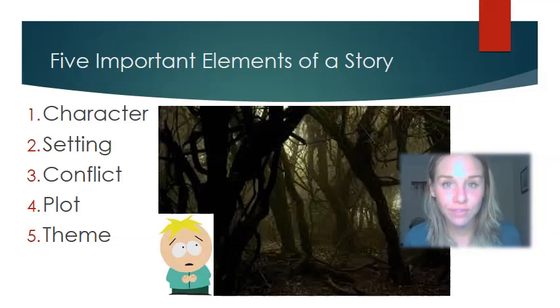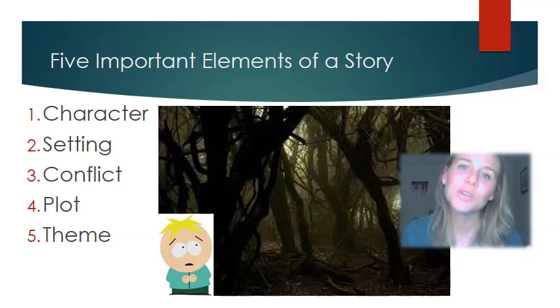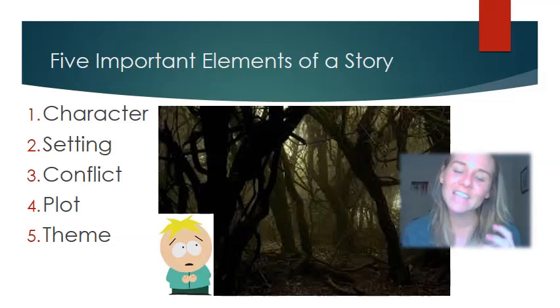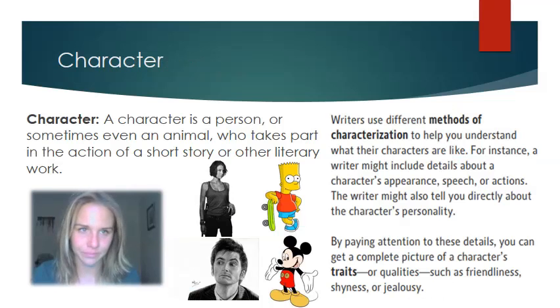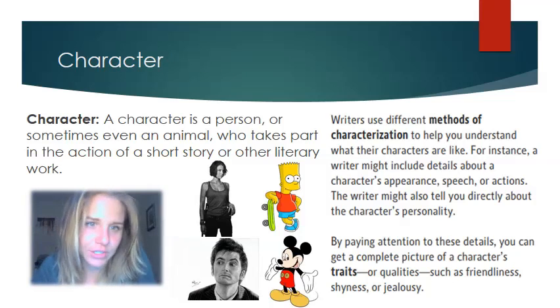Next, we have conflict. Now, these are problems that arise throughout the story. Conflict helps to make a story interesting. Next, we have plot. This is the structure of the story. And lastly, we have theme, and this is going to be the overall meaning or message from a story. So we will take this one step at a time. First, we're starting with character.